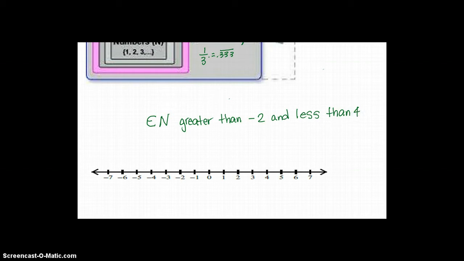Okay, so when I look at this, I'm going to go to -2, and I'm going to put a parenthesis. That means that this is not going to include -2. It has to be greater than, not greater than or equal to, and less than 4. So I have those brackets there. Now, I only want to identify the natural numbers. Well, the natural numbers are the counting numbers. So I'm going to put a dot on each counting number. And this would say the natural numbers that are greater than -2 and less than 4.